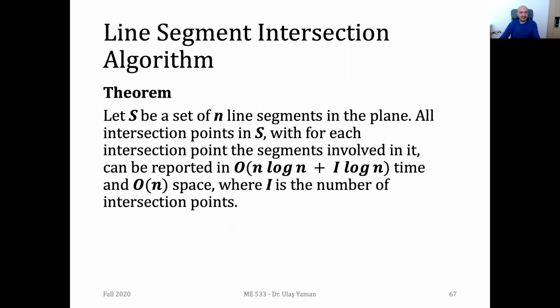So our main theorem is that for a set S of n line segments on the plane, their intersections will be computed in n times logarithm of n plus I times logarithm of n time. And for the space, we only need to store a memory of O of n. This is the memory complexity. And obviously, I is the number of intersection points. So we can say that somehow this overall time complexity is linearithmic. So actually, this is the end of this chapter.